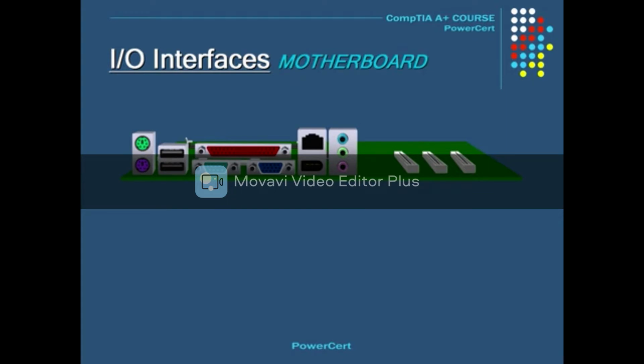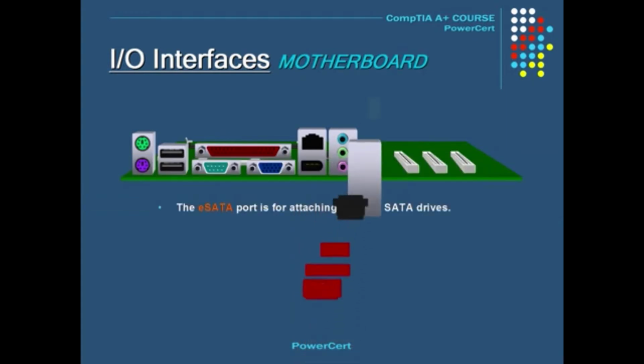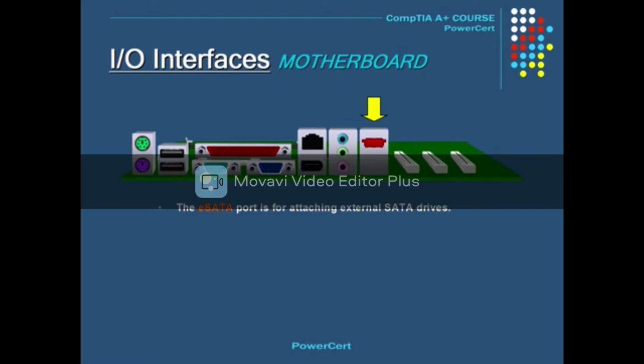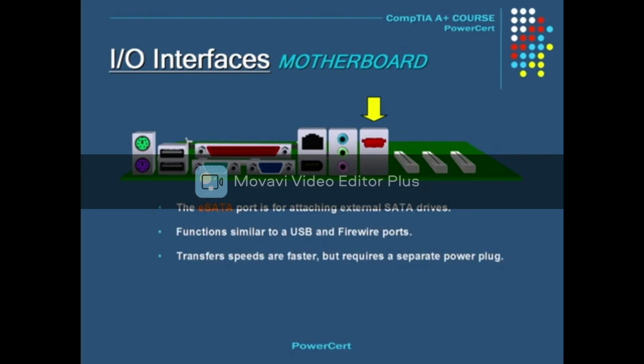Some motherboards have a SATA port on the rear input-output panel. This is known as eSATA or external SATA. eSATA is for attaching an external SATA drive to a computer. For example, an external SATA hard drive. It functions similar to USB and FireWire, but the transfer speed is faster.